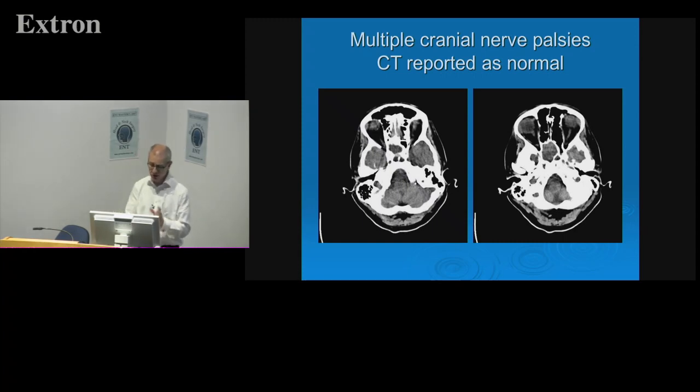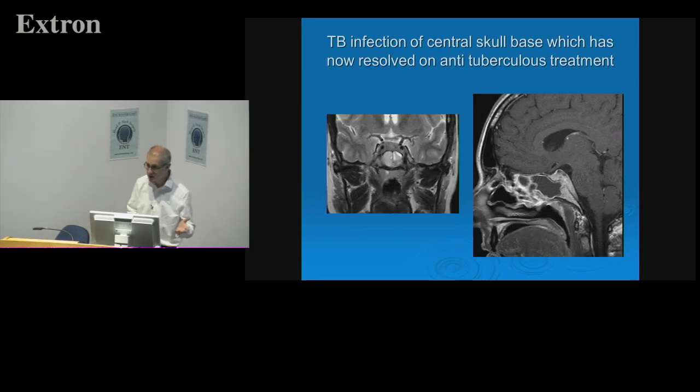This CT was reported as normal. Now, is it normal? Well, perhaps in retrospect, you would say, well, look, what's all this gunk in the sphenoid there? That's not normal, is it? It's much more obvious, though, when you do the MR scan. So just another example, just reinforcing this idea of MR and CT are complementary in the skull base.